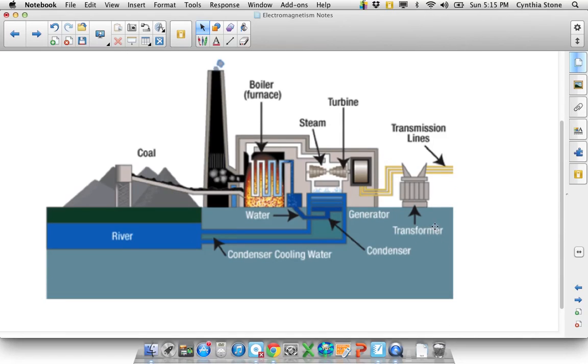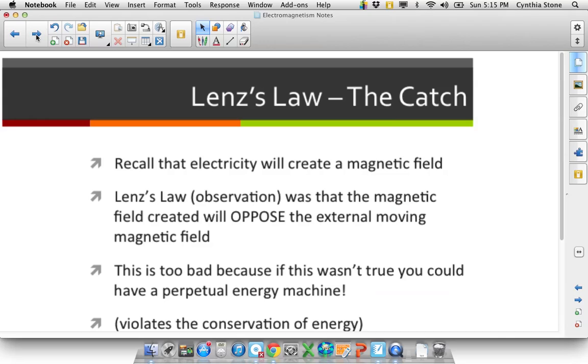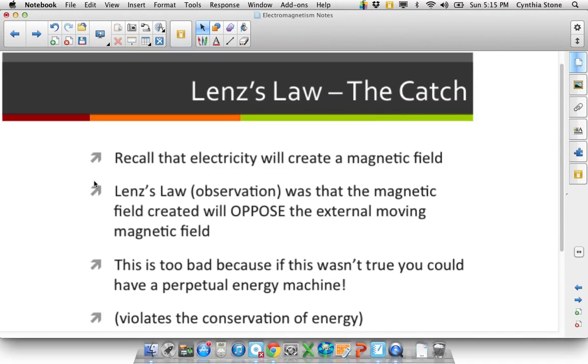Okay, and notice these transformers. We'll get to that later. So that's all you do. That's how you create electricity.